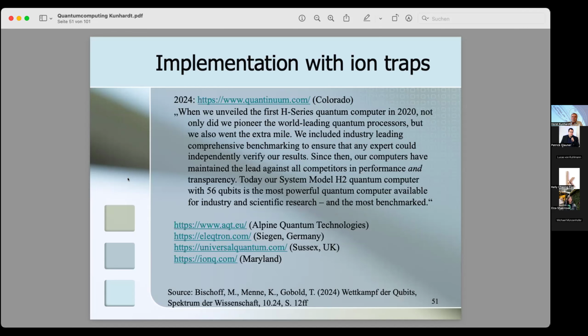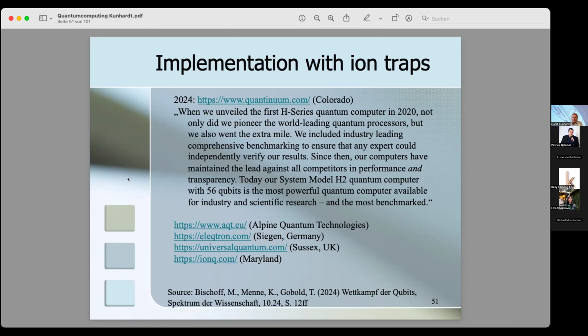But today we have some companies working on that field, especially Quantinuum. It's a company in Colorado in the US, and they first developed the H series of a quantum computer in 2020. And nowadays, the new model has 56 qubits, and they say it is one of the most powerful quantum computers available already for industry and scientific research, and the most benchmarked approach.